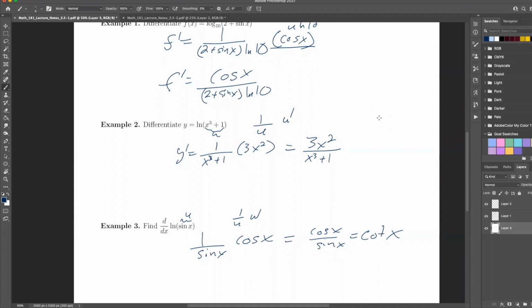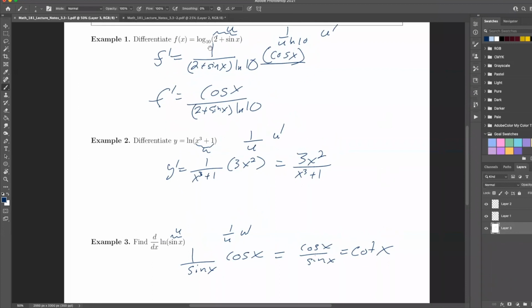Can we review the example again? Sure, I can do one again. Let me do example 1 again. I should have probably made example 1 example 3.